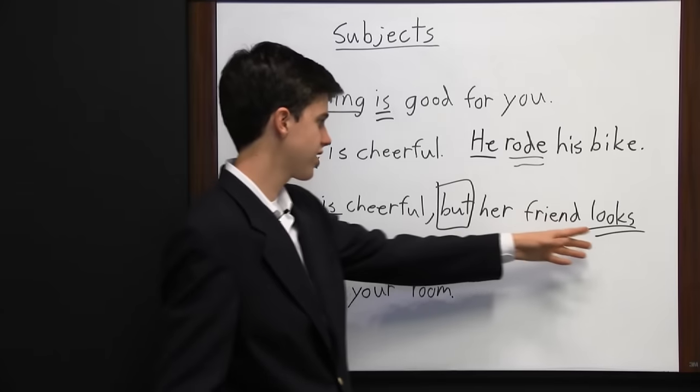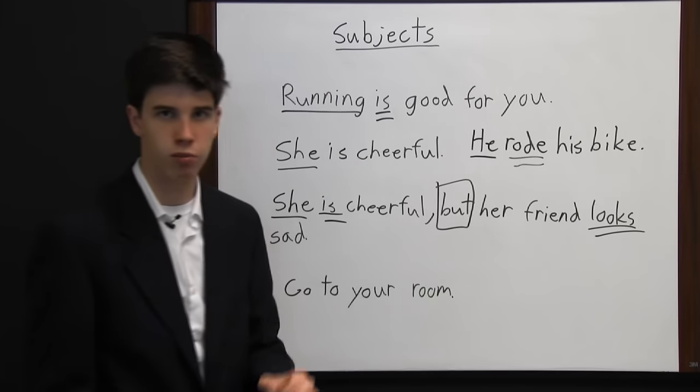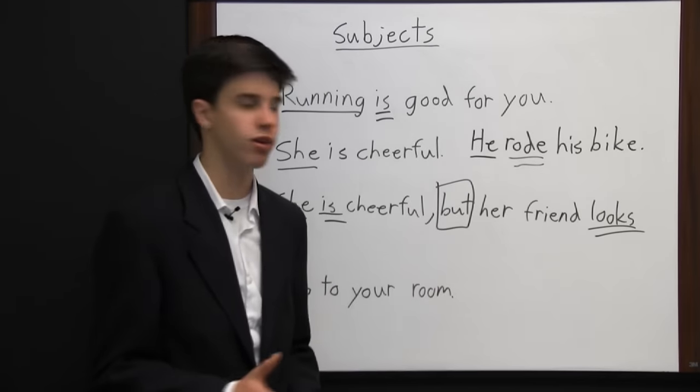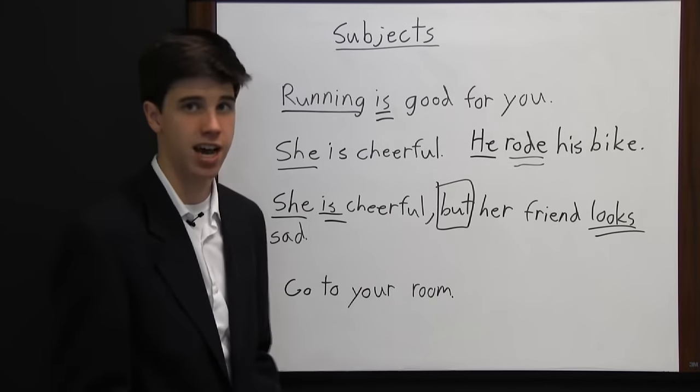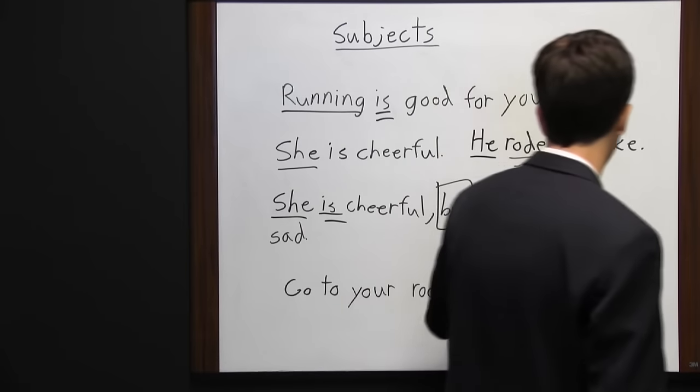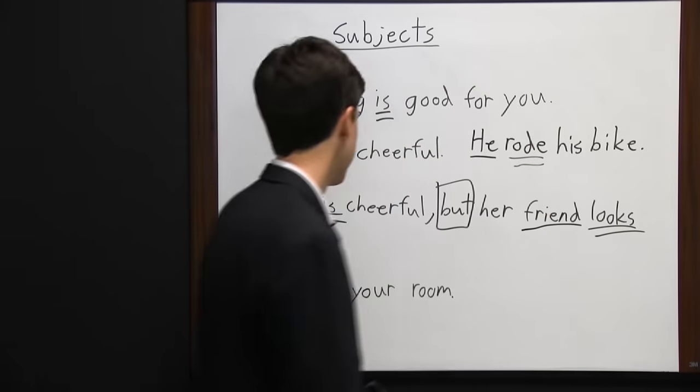Could it be her looks sad? That wouldn't make sense, because remember, the subject is who or what is doing the action. So someone is looking sad in this sentence. Who is looking sad? The friend is looking sad, so friend is the subject over here.